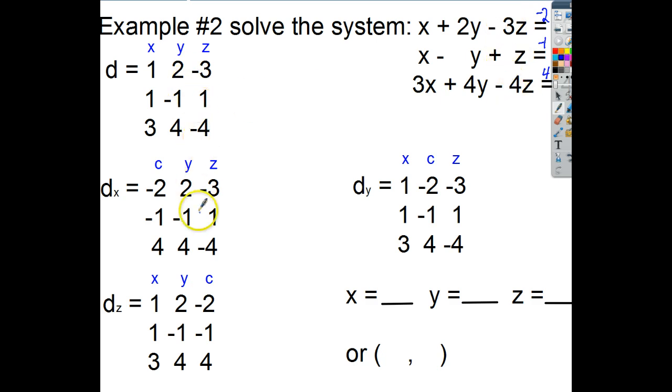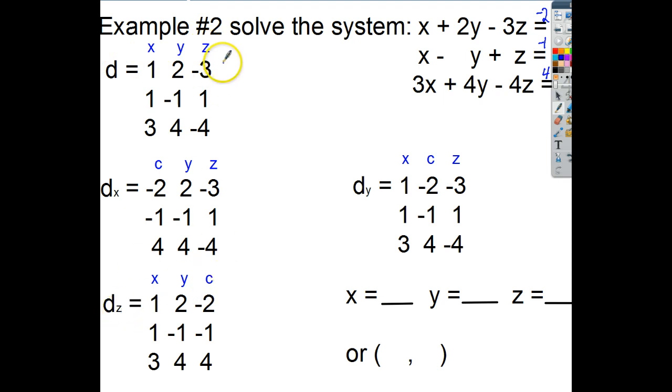Okay, and here is the D sub x one, where we take the constants negative 2, negative 1, 4, and we put them in for x. X is displaced, it's in the name, it's out of here, we put the constants in its place. For D sub y, we take D and we substitute c for y, so it's the x column, the c column, and the z column of numbers, and they just plug in right there. And then to make D sub z, you take D and you put c in for z. Z is displaced out here.